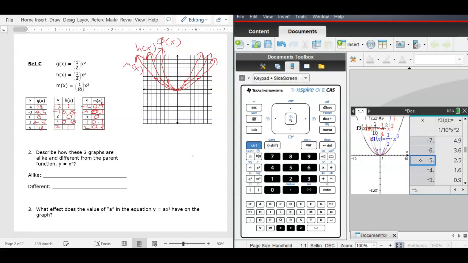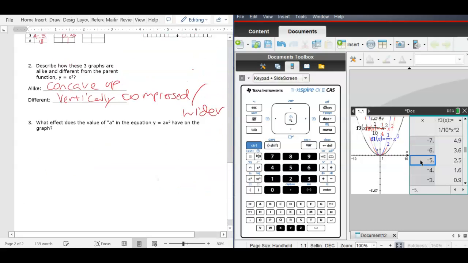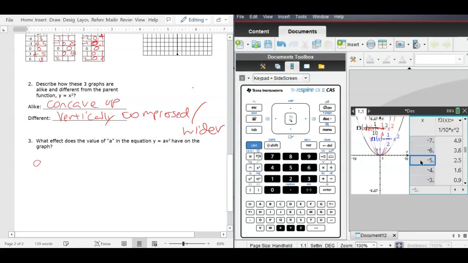F of x. Okay, how are the three graphs alike and different? Mainly, how are these two different? Okay, but all three of them are alike in that they are concave up, but they're different in that they're vertically compressed slash wider. All right. What effect does A have when A is negative?